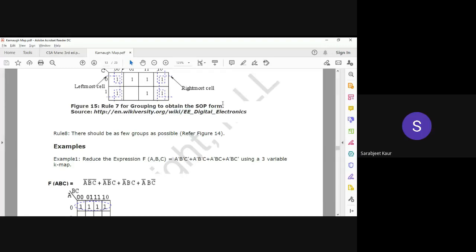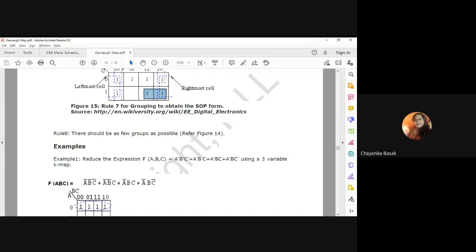Excuse me, ma'am. Yes. Ma'am, the last line you said that the one which is left at the end. Yes, this one. You want me to explain this again? Yes, it will be a part. We need to group it. We cannot leave it. So we can group it with this one.